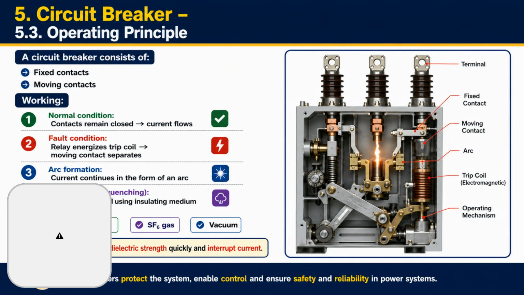As the contacts open, an electric arc is produced because the current continues to flow through the ionized medium. The arc is then extinguished using insulating media such as air, oil, SF6 gas, or vacuum, depending on the type of circuit breaker. Once the arc is extinguished, the fault current is interrupted completely.